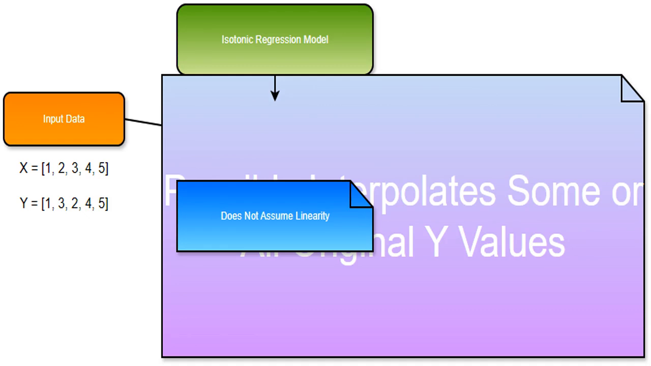Interpolation means the model's predicted values exactly match some or all of the original y values. In the case of isotonic regression, while it tries to find the closest fit, it does not guarantee to perfectly hit every single point in the original dataset. That depends on how well the data matches a monotonic curve.